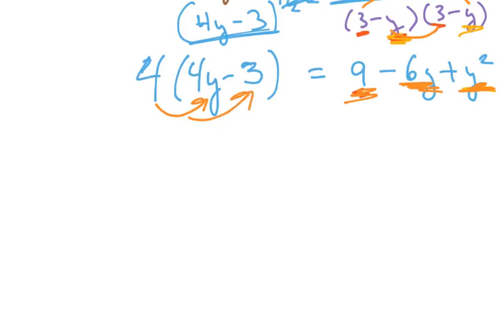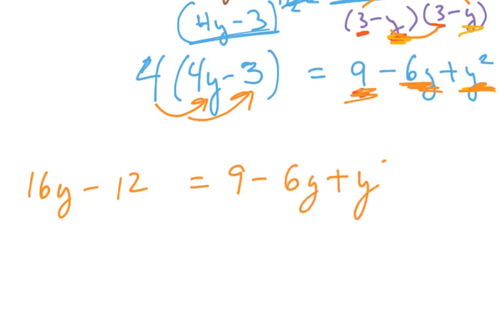Next, I'm going to distribute here. We're going to get 16y minus 12 equals 9 minus 6y plus y squared. And the next question that should be emerging in your mind is, what do I need to do to solve this? We've dealt with linear terms, which means we isolate one variable. But when you have three different types of terms, so we have a constant here, we have a linear term here, and we have a quadratic term here. So three different types, and here's a linear and here's a constant.